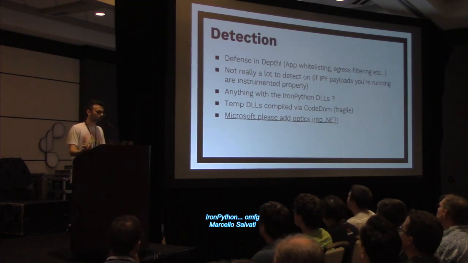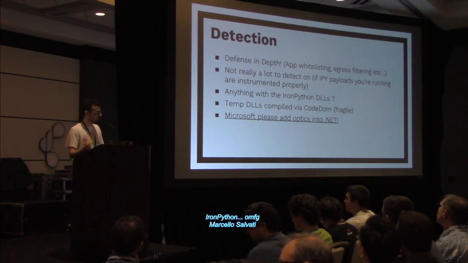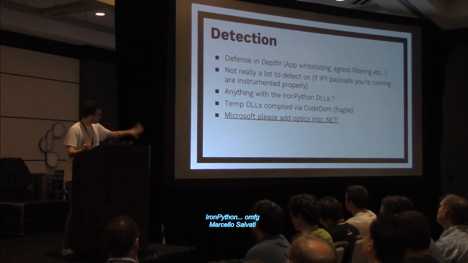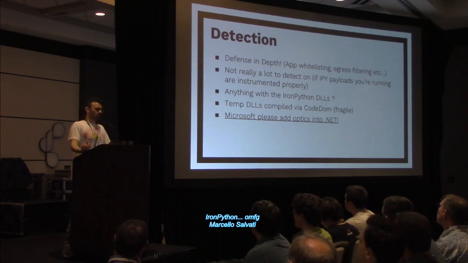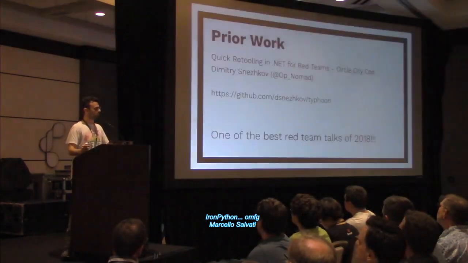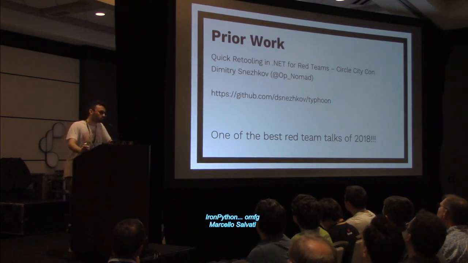So if you're sure you're not using IronPython in your environment, you probably should look into seeing if you can get to just not let those load at all, which might be a problem in itself. And like I said before, the CodeDOM stuff is fragile detection, so I wouldn't recommend that. Really, just Microsoft, please implement optics into .NET. That just solves most of this, I think. But even then, I'm not sure if that really works.